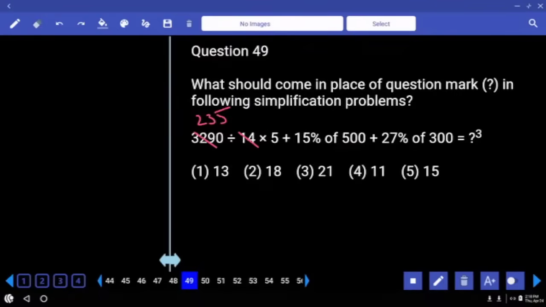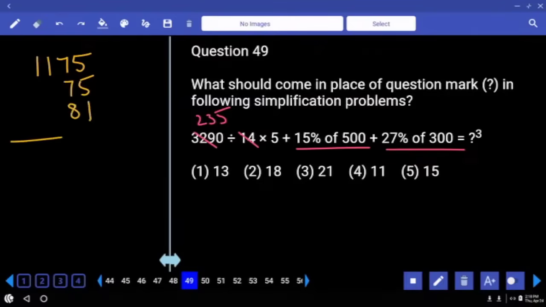235 5 times. Take 10 times, make it half. 10 times is 2350. Half, 1175. 15%. 15 into 1% value, that is 75. 27%. 27 into 1% is 81. 1175 plus 75, that is equal to 1250. 1250 plus 81, that is equal to 1331, which is 11 cube.